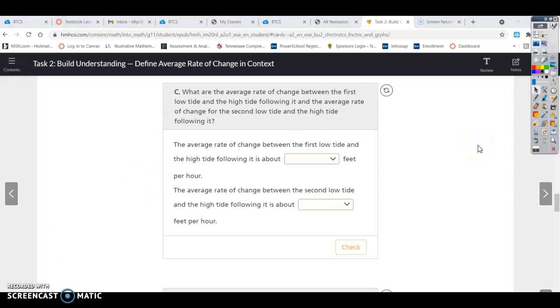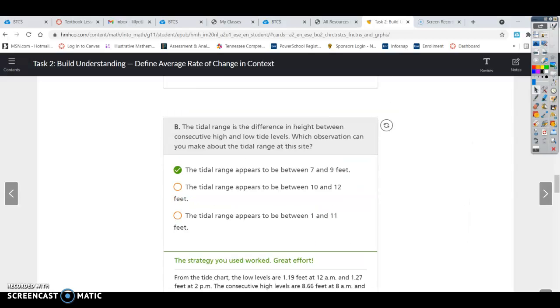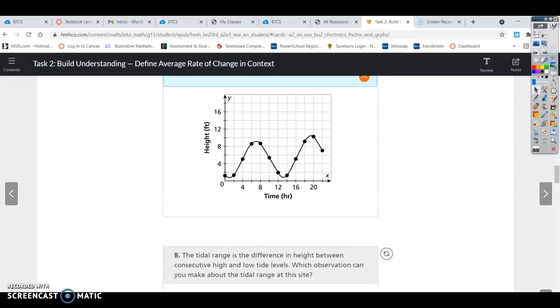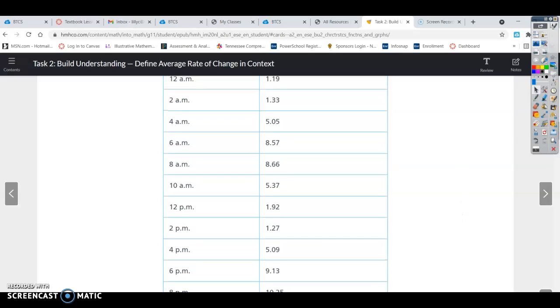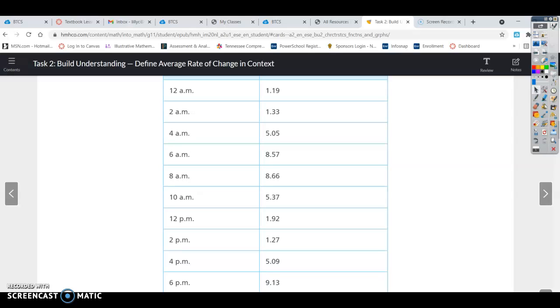Alright, what is the average rate of change between the first low tide and the high tide following it? And the average rate of change of the second low tide and the high tide following it. So we can look at the graph, but the graph is a little bit harder because you don't know exactly what those numbers are, but if you look at the chart, you can see it's a little bit easier to see like the low tide and the high tides.